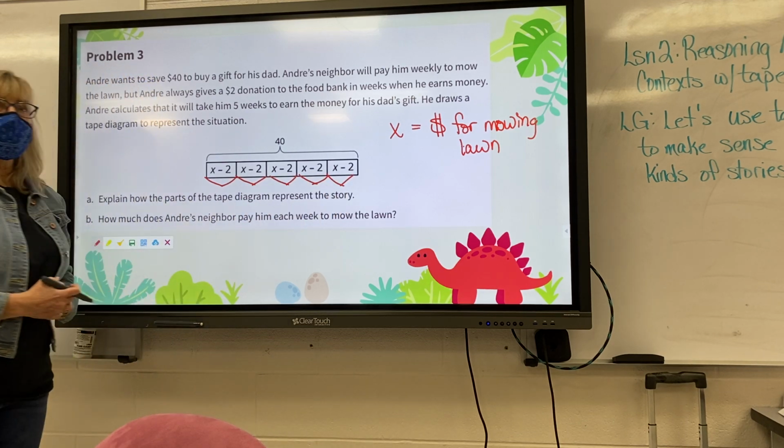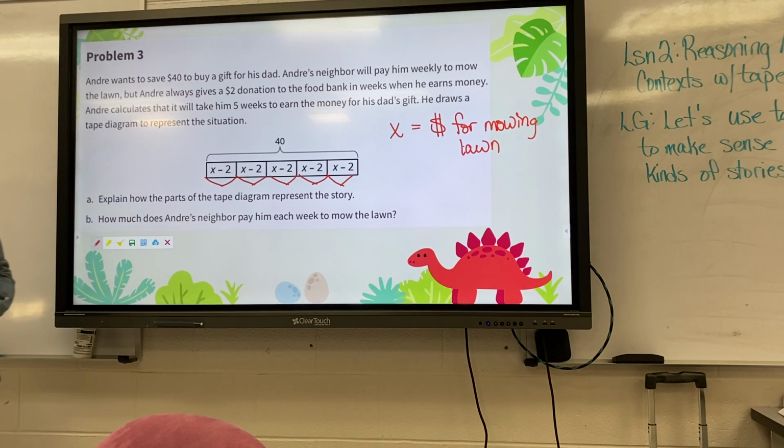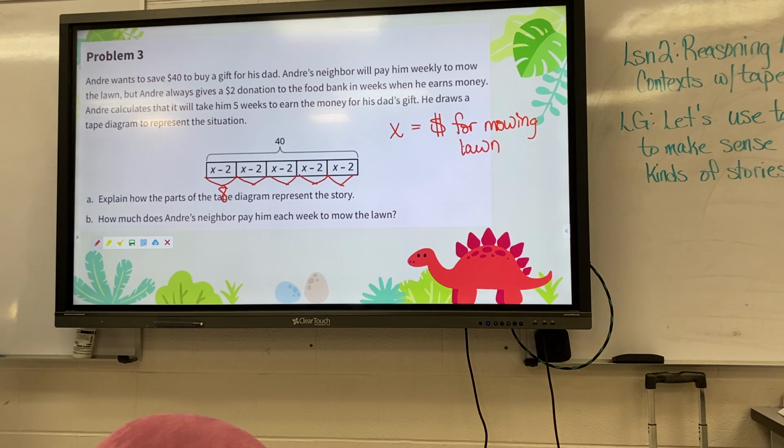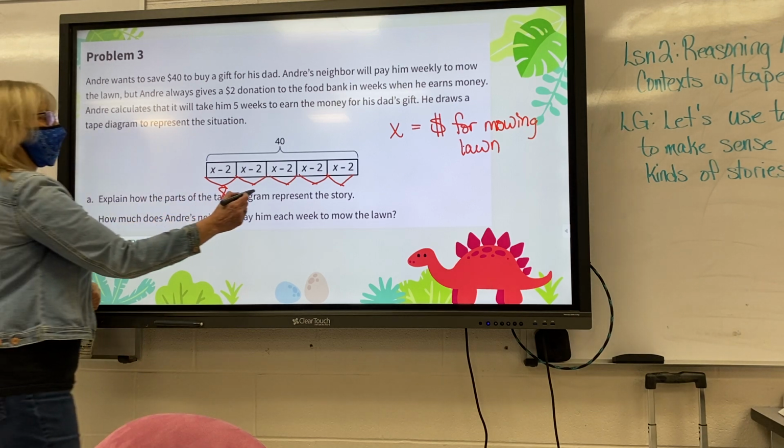So what is each block going to equal? $8. Okay, so each block equals 8. Is that how much he gets paid to mow the lawn? $8. Yes.